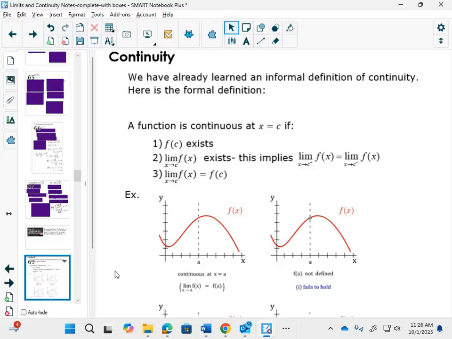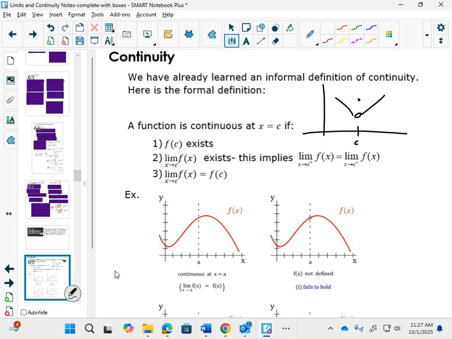But these two alone don't show something's continuous. Because I could have this, right? F of C exists. Here's C. I've got the point. And if the limit exists, I could have that. Is this continuous? No, because it has a jump. If I was drawing this with my pencil or pen, I would have to go here and lift my pen, fill in that dot, then start again and go here. I can't draw this whole thing without lifting my pen. Steps 1 and 2 are not enough to say that something is continuous.